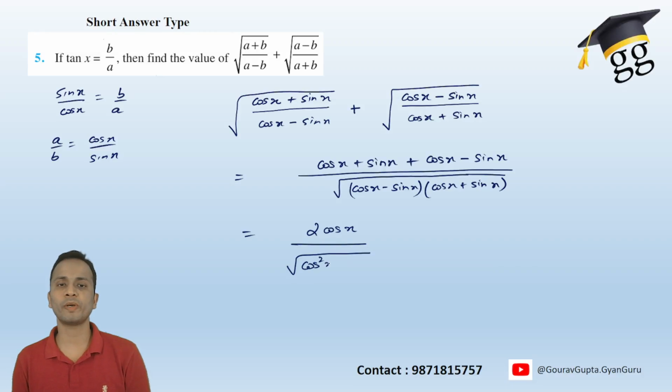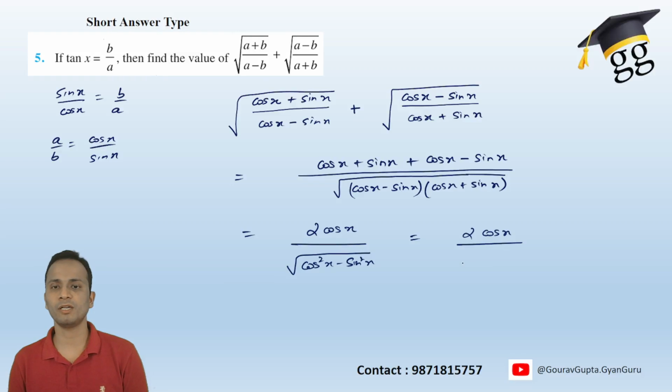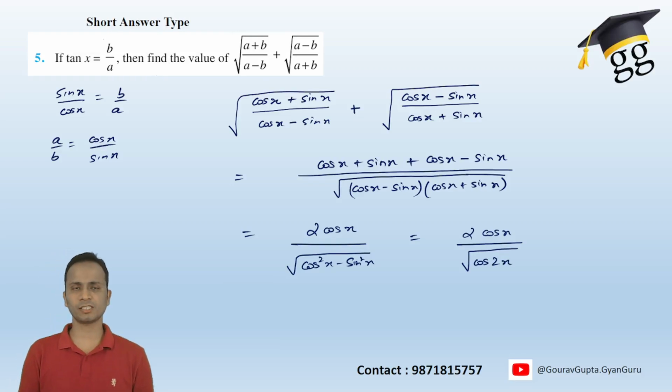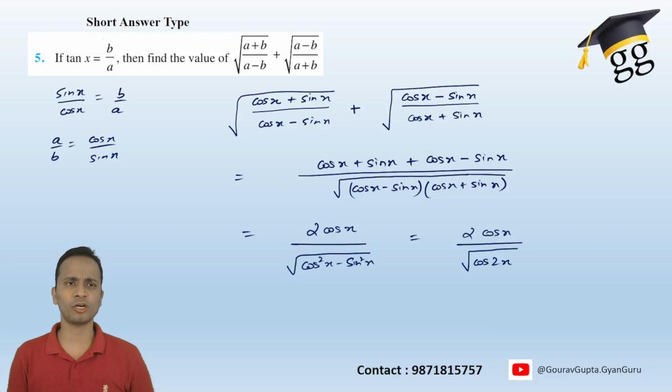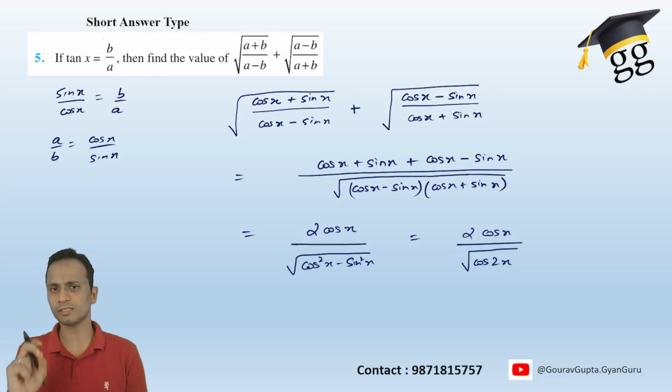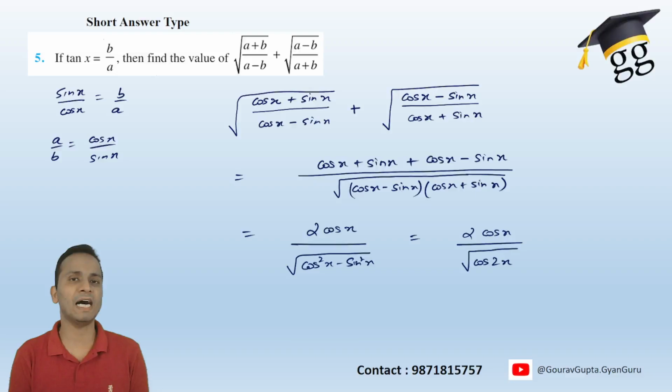In the denominator, I will have under root of (a minus b) into (a plus b), that is cos square x minus sin square x. Now cos square x minus sin square x is the formula for cos 2x. So the final value will be 2 cos x upon under root of cos 2x. Now since in the question it is not given what you have to derive, we just have to find out the value, so I'm leaving it here. This is the same value that is in the answer key. All right. So that is question number 5.